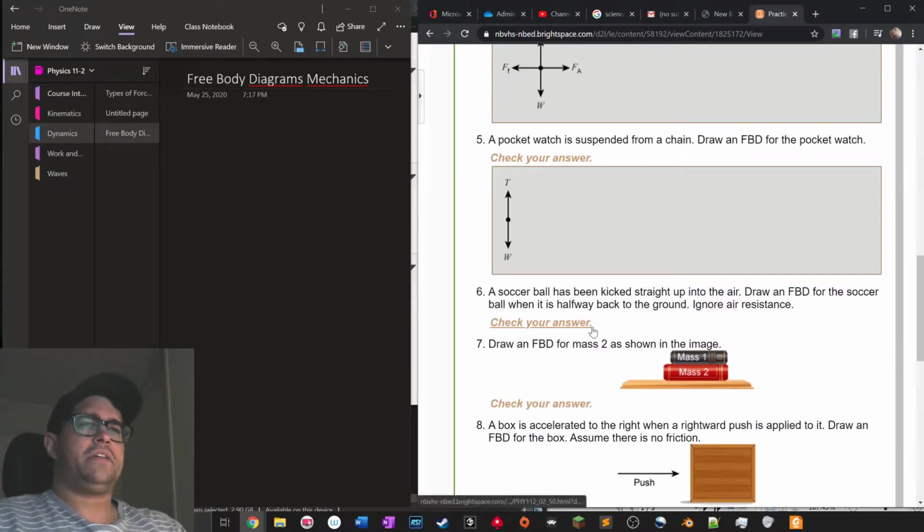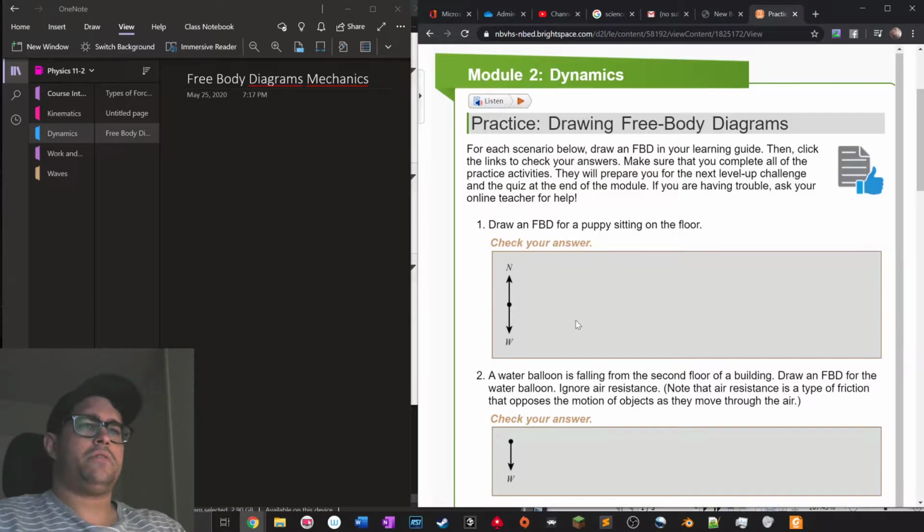A soccer ball has been kicked straight up into the air. Draw an FBD of the soccer ball when it's halfway back to the ground. So it's all the way up and it's falling down. So the only thing that would pull on it would be the weight.